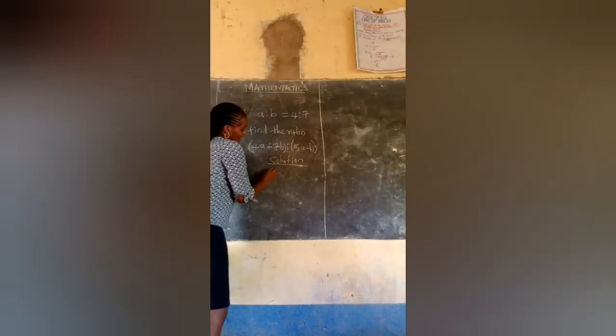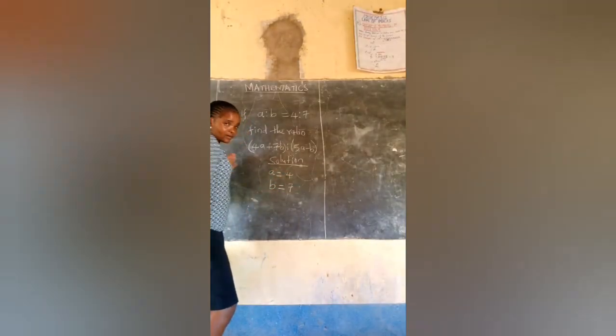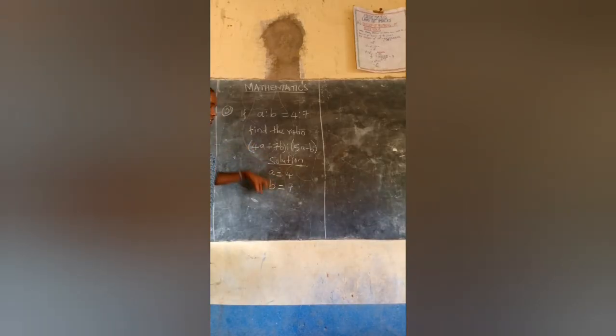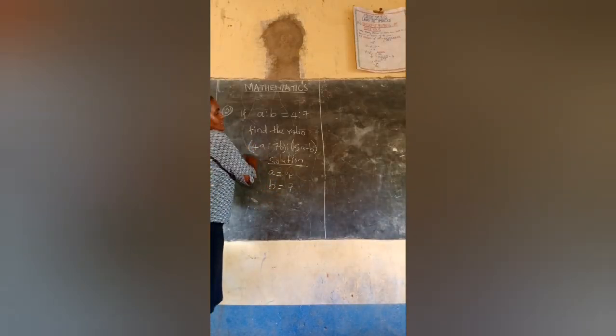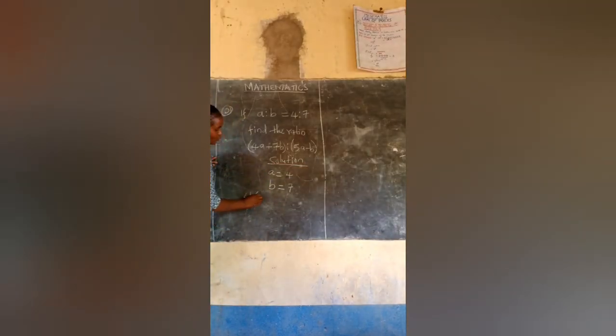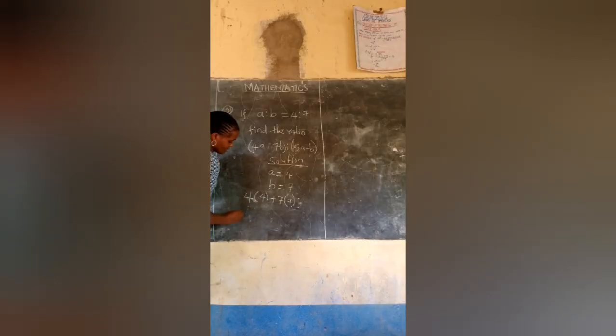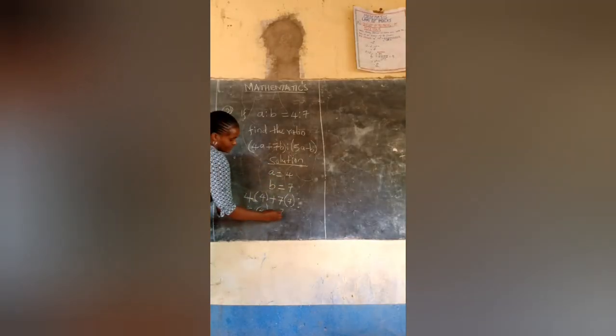It means that A is equal to 4 and B is equal to 7, meaning that we can substitute the values of A and B in the ratio in the question. So we'll have 4 into A, which is 4, then plus 7 into B, which is 7, and this is to 5 into A, which is 4, and then minus B, which is 7.